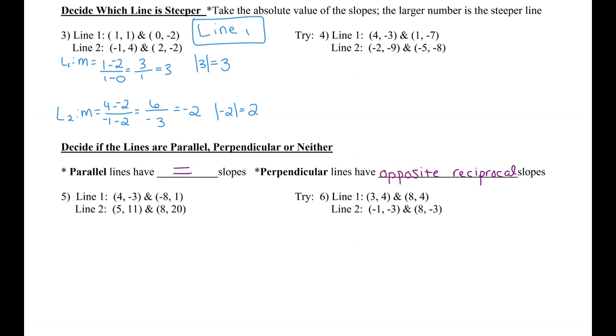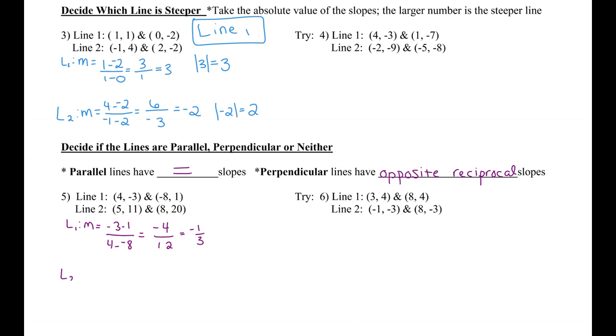So for example 5, we're going to start again by finding the slope of each line using the same formula, y1 minus y2 over x1 minus x2, which will give me negative 4 over 12, which will simplify to negative 1/3.